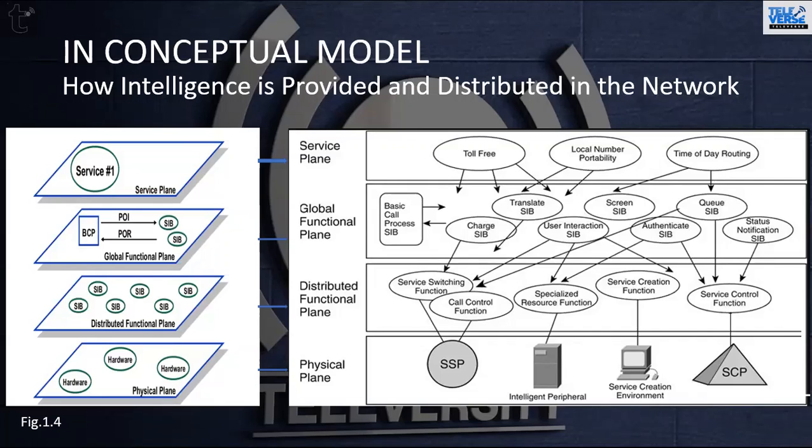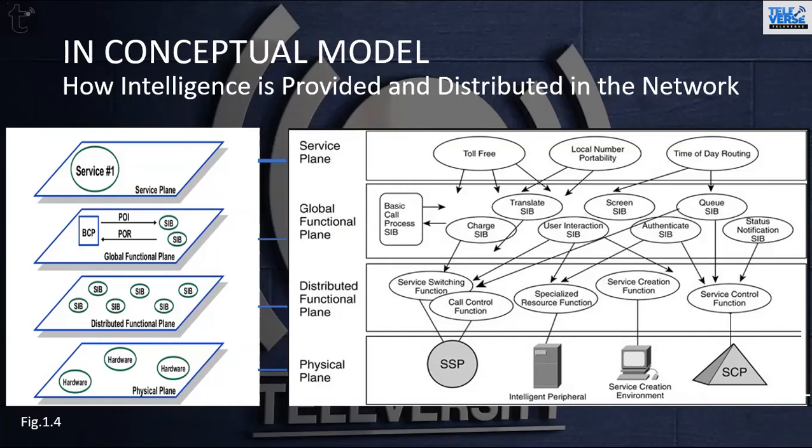So the global functional plane is the plane that hosts the SIBs that we spoke about. Like I said initially, the capability sets are used to define the progression of the IN into phases. It's made up of the service independent blocks. So the SIBs are found in the global functional plane. They are just programs which are interpreted. Okay, they are just programs.